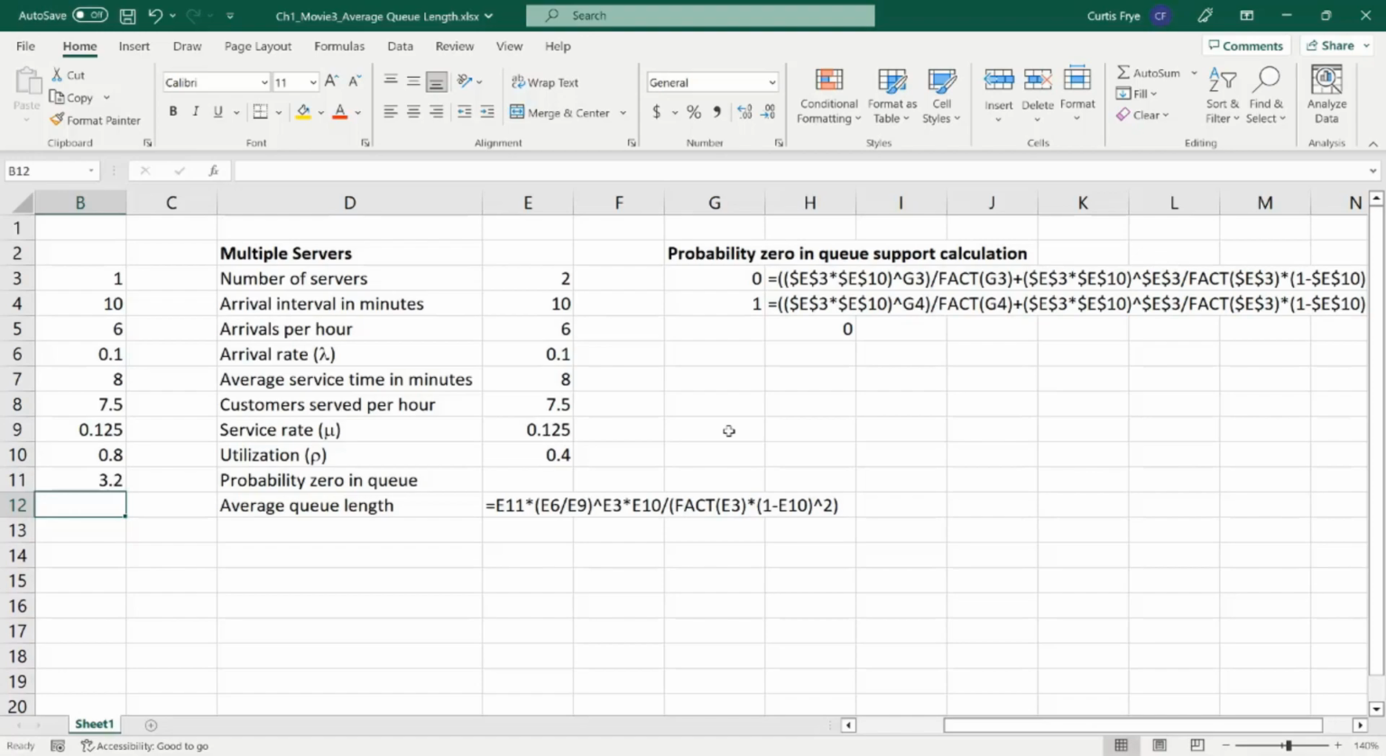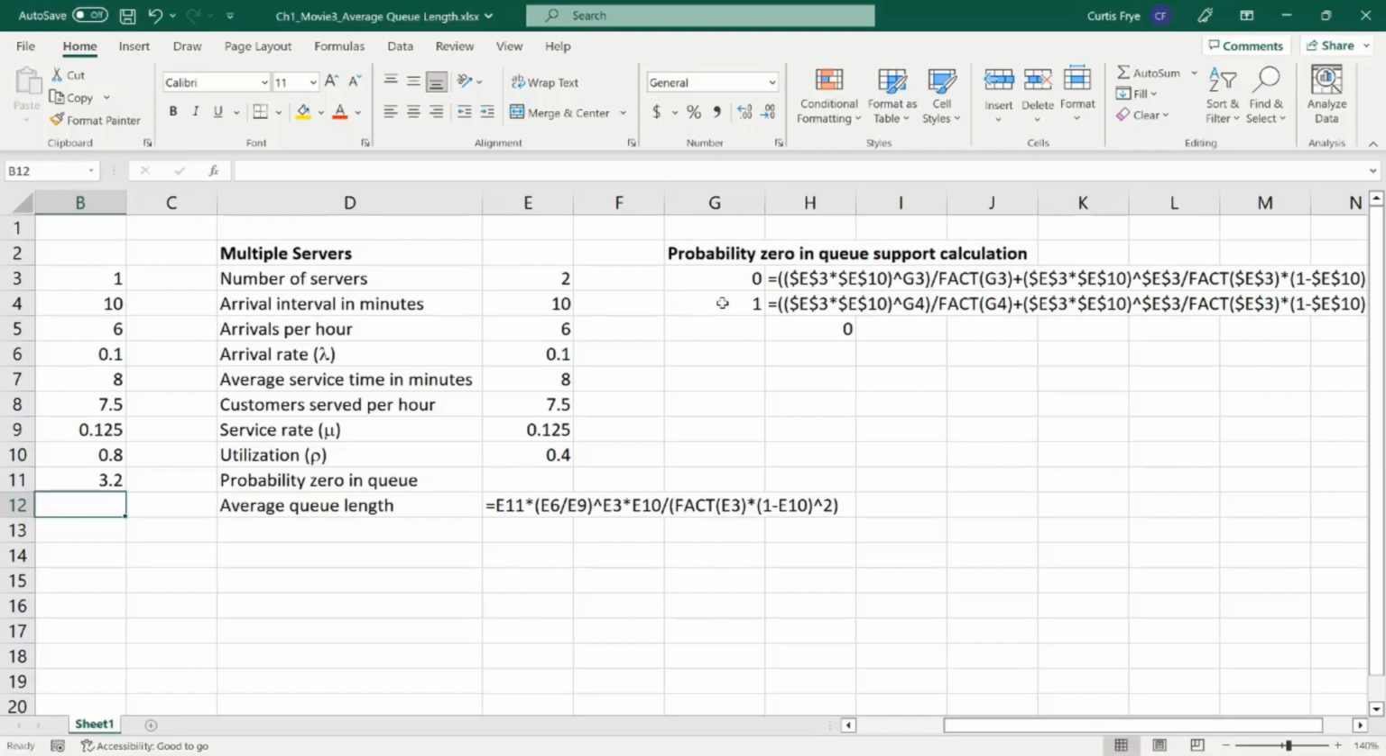Thinking back on the PowerPoint, this is a summation, and it goes to n, or rather s minus 1. So s is the number of servers. We start counting at 0, and then we go up to 1, and that is s minus 1, so that's where we stop. I have implemented the formulas that I showed you before in cells H3 and H4, so you didn't have to watch me struggle through it and make a lot of mistakes.